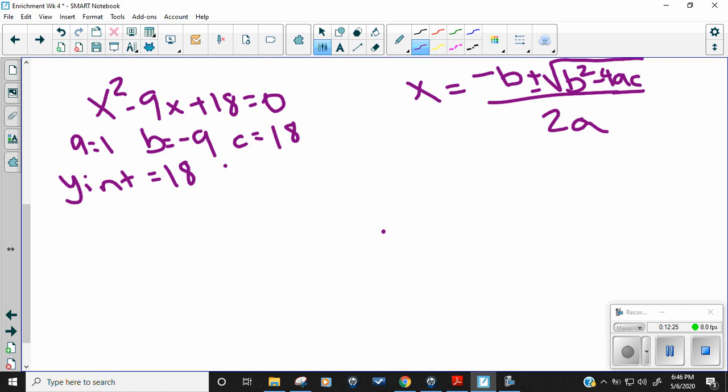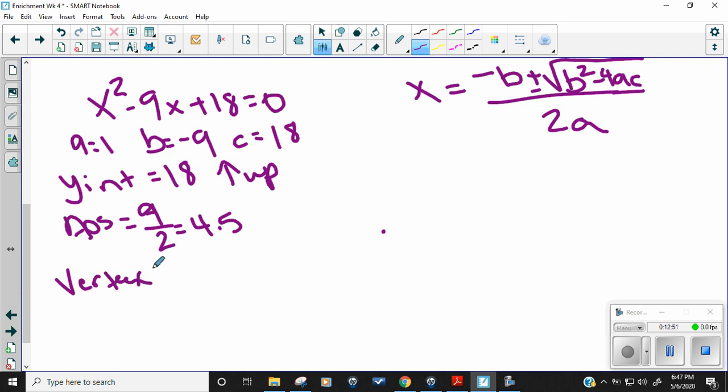It opens upward because A is 1. My AOS is negative B, so it's a negative negative 9. So that's just 9 over 2A, which is 9 halves, or 4.5. Now, my vertex.